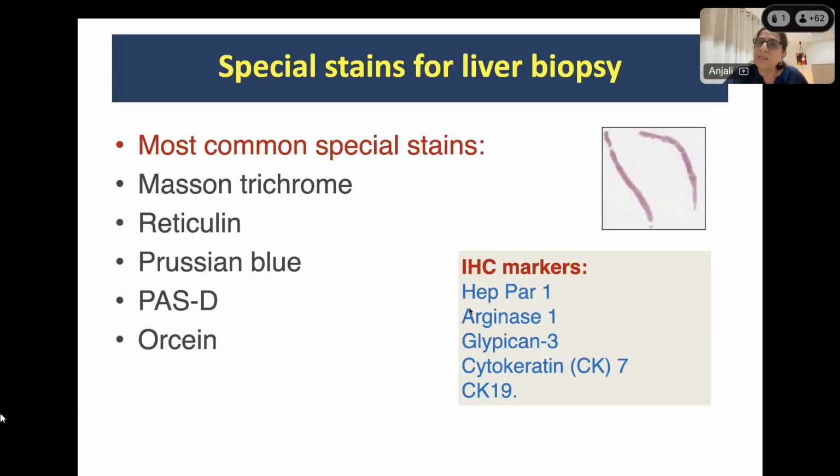What about IHC markers? These are some of the IHC markers which are routinely used in liver biopsy. However, the first three markers are mainly used in case of liver SOLs. And the marker used in a non-neoplastic liver, the most common, is CK7 or CK19 to highlight bile ducts. So now let us see the examples.